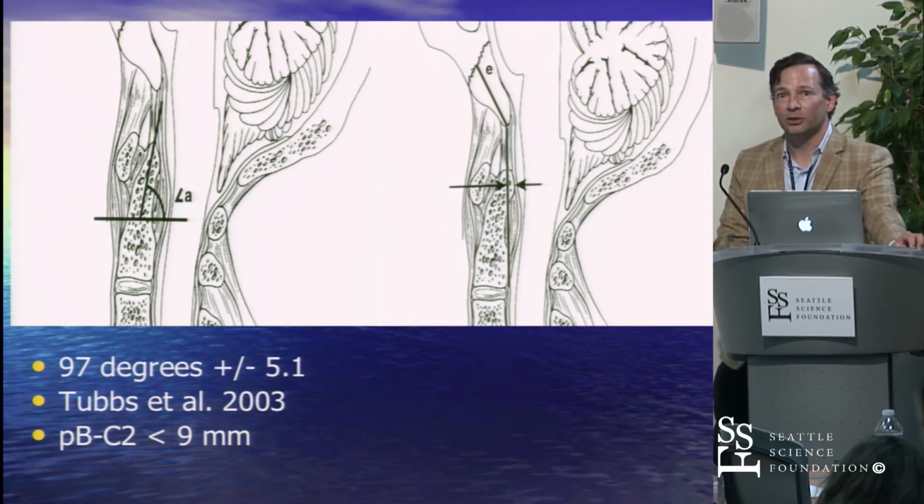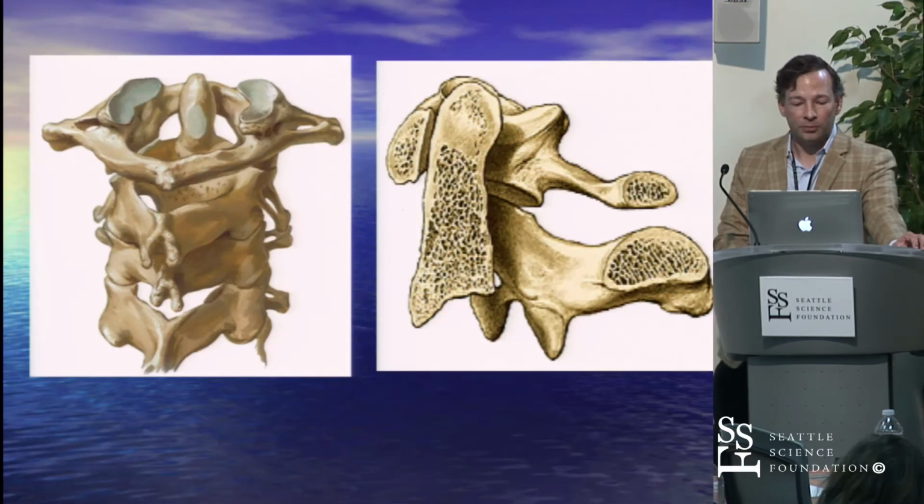On the second slide, you notice a measurement that we use fairly often in our clinics, and that's the PBC2 line. The distance between the anterior dura and the posterior aspect of the odontoid should be less than 9 millimeters.